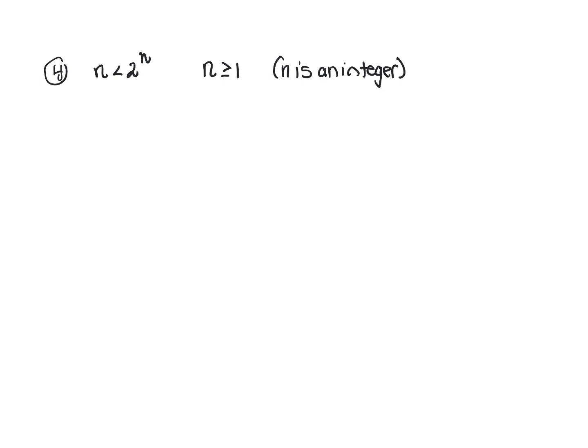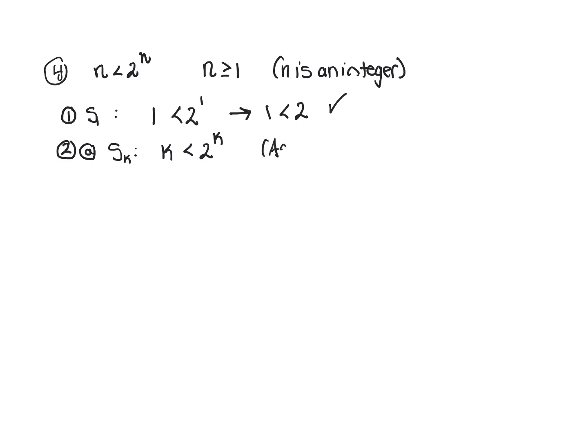Okay, so here are our steps. Step 1, we need to show that it's true for S sub 1 or P sub 1. So if I want to do that, 1 is less than 2 to the first. 2 to the first is just 2. 1 is less than 2. Great, it's true. So then 2a. We assume this must be true for some k, S sub k. So that means that k is less than 2 to the k. We assume this.